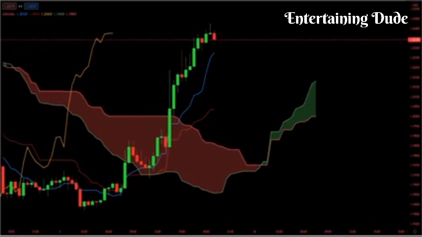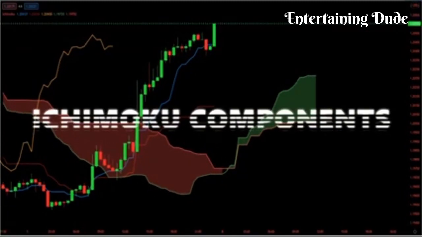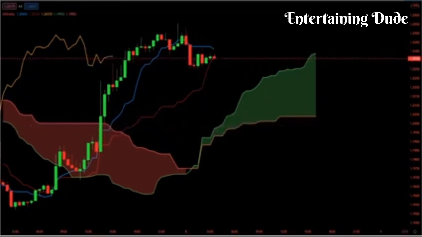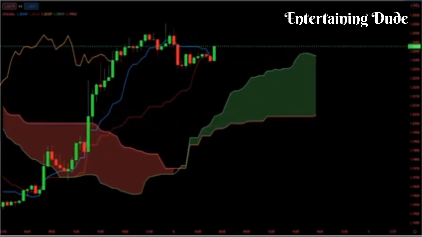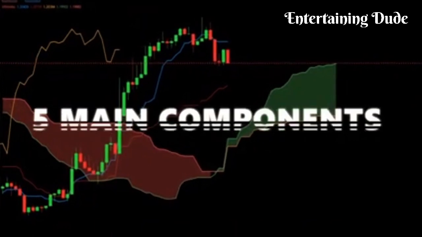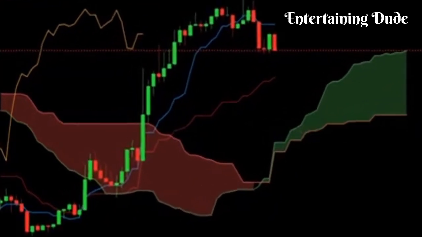In the Ichimoku Cloud section, we are going to give you an in-depth overview of the Ichimoku components. So before moving forward, let's define all the Ichimoku Cloud components. We will review how to correctly interpret the trade signals generated by this technical indicator. The Ichimoku Cloud indicator consists of 5 main components that provide you with reliable trade signals.